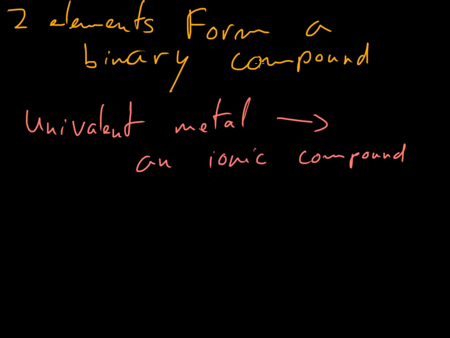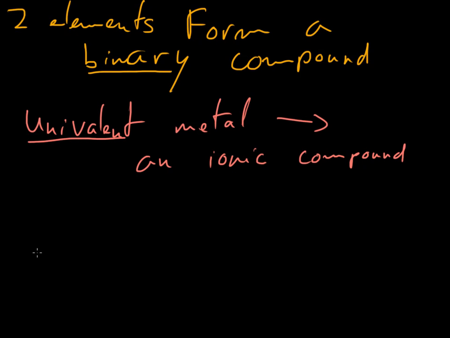The first kind of synthesis we're going to look at is two elements to form a binary compound. A binary, if you remember correctly, means two. When I say binary compound, I'm referring to two different elements creating one compound. We'll go to the very first kind of element, a very simple one, a univalent metal. Univalent refers to an element that has one kind of charge.